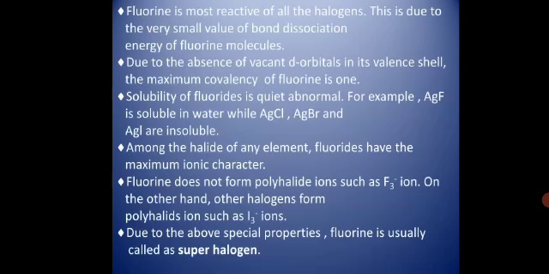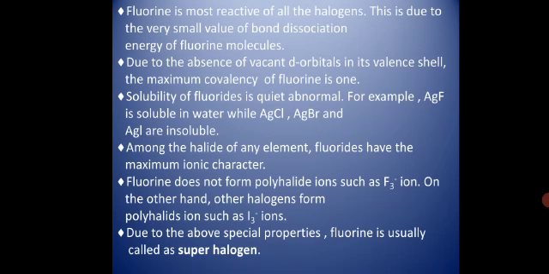Clear? So now, fluorine is the most reactive among all the halogens. I have discussed with you that it is very small, with a low bond dissociation energy of the fluorine molecule, and an absence of vacant d orbitals in the valence shell. The maximum covalency of fluorine is 1, and the oxidation number is -1. Solubility of fluorides is quite abnormal. For example, AgF is soluble in water, while AgCl, AgBr and AgI are insoluble. Among the halides of any element, fluorides have the maximum ionic character.